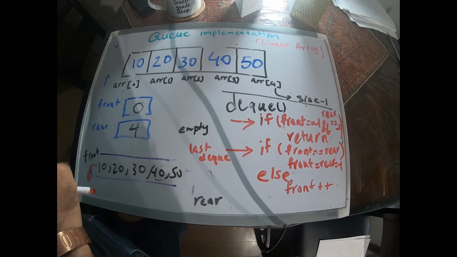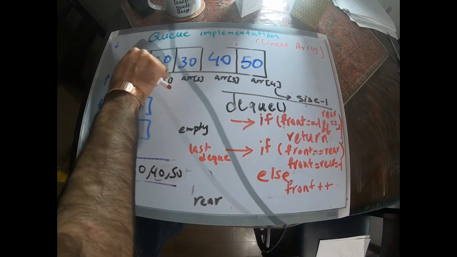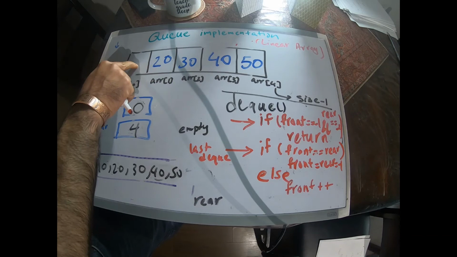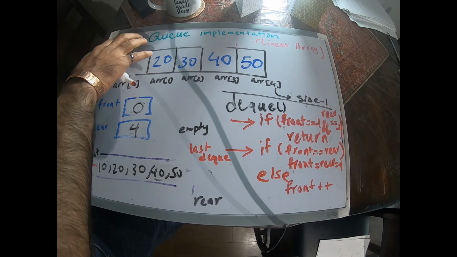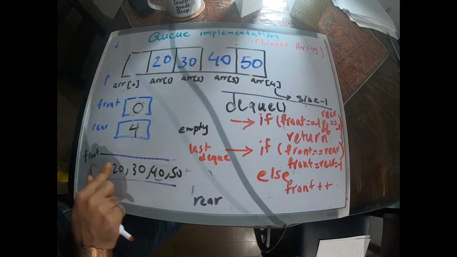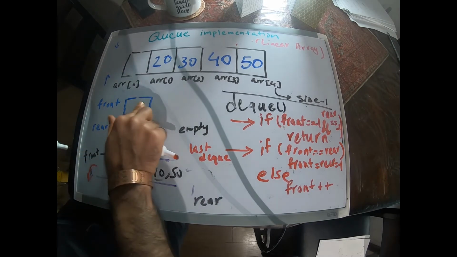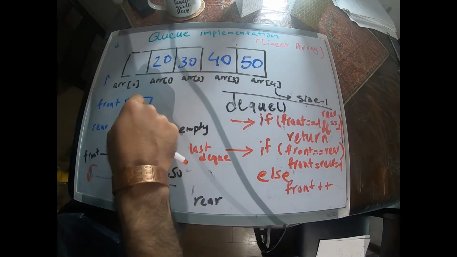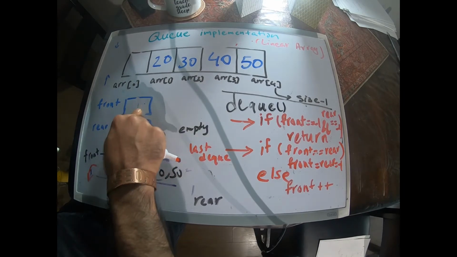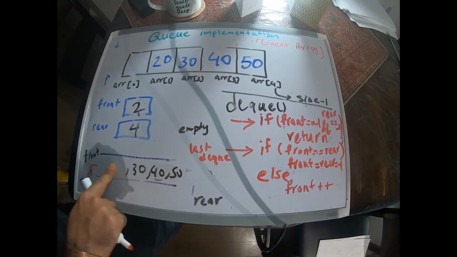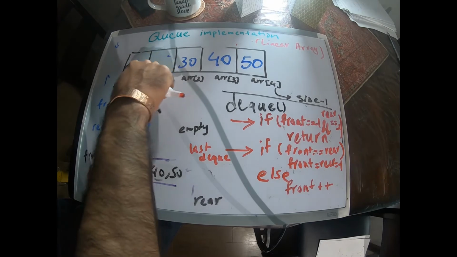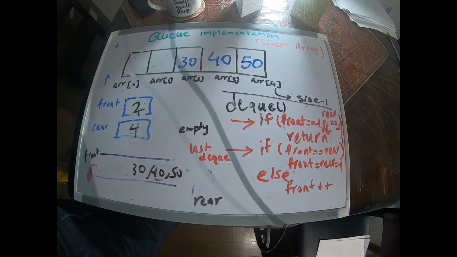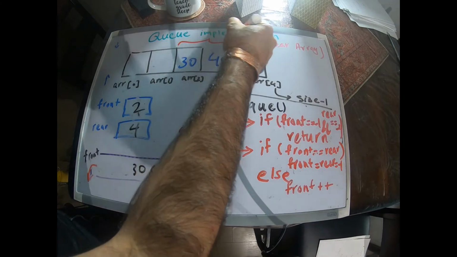So if we do two DQ operations, the first one is going to remove 10. It's actually going to stay, but it's not going to be part of the queue. So 10 is removed from the queue, front becomes 1. Another DQ, front becomes 2. 20 is out of the queue. This is out of the queue. And this is what we have. So this is the queue that we have.